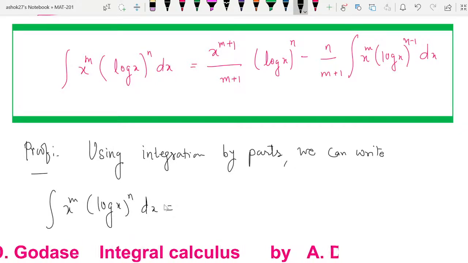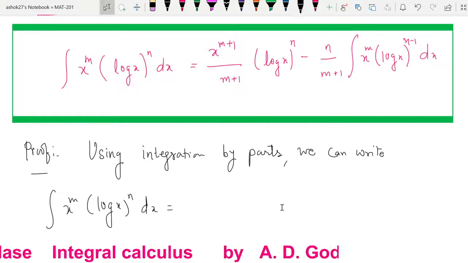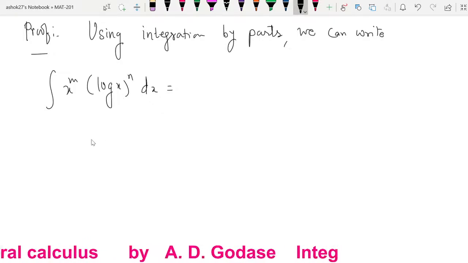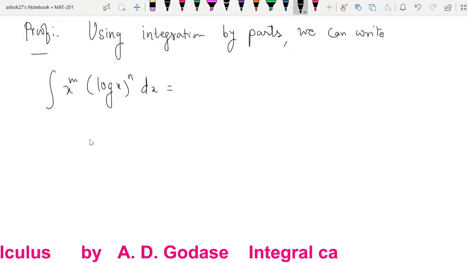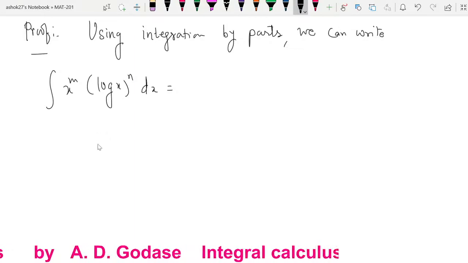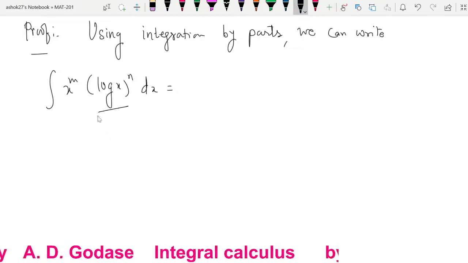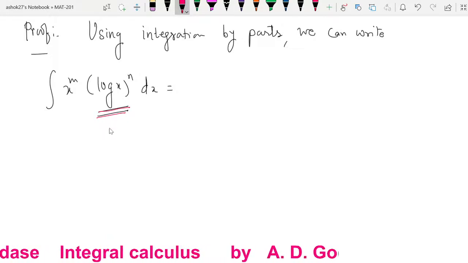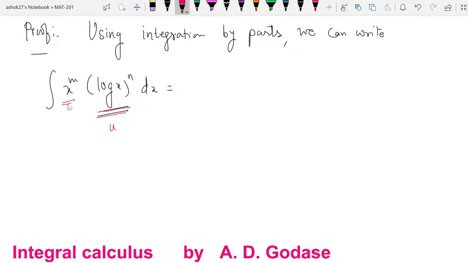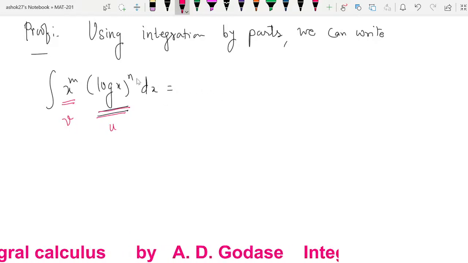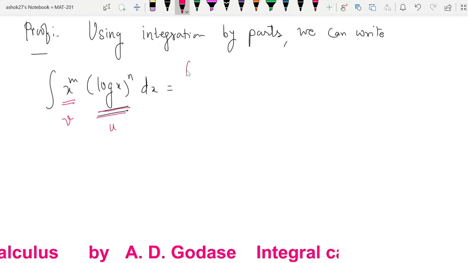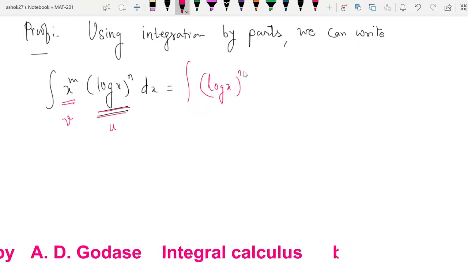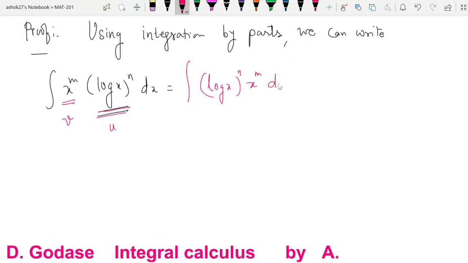So let us consider integration by parts. In the rule of integration by parts, which function should be the first function and which function should be the last function? So here I'm considering log x raised to n as the function u and x raised to m as the function v. So I can write this integration as log x its power n into x raised to m dx.